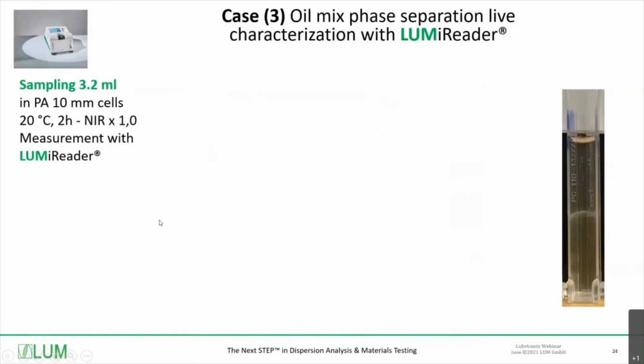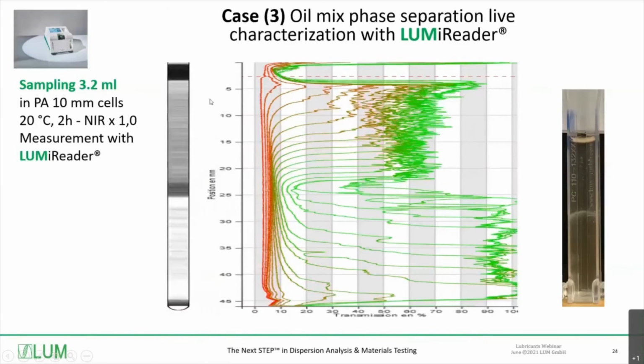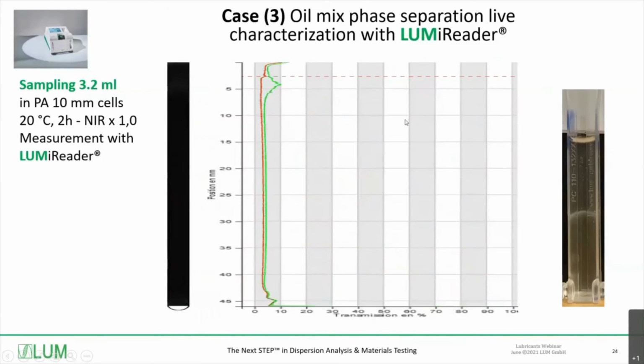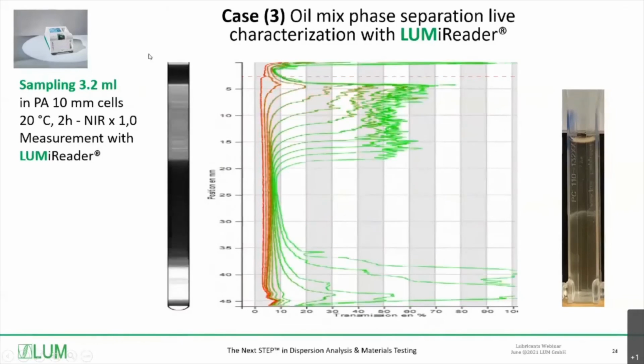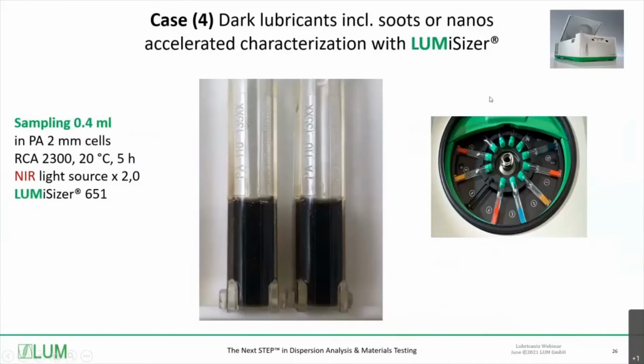This is what it looks like using an instrument. So the same video you've seen, here you have the record. We have a multi-wavelength system, LUMiReader or LUMiSizer, which enables you to analyze by boosting the power of the near-infrared light. This is how to fill the sample. Here you still have the graduation. Sample volume typically is 0.4 milliliter.